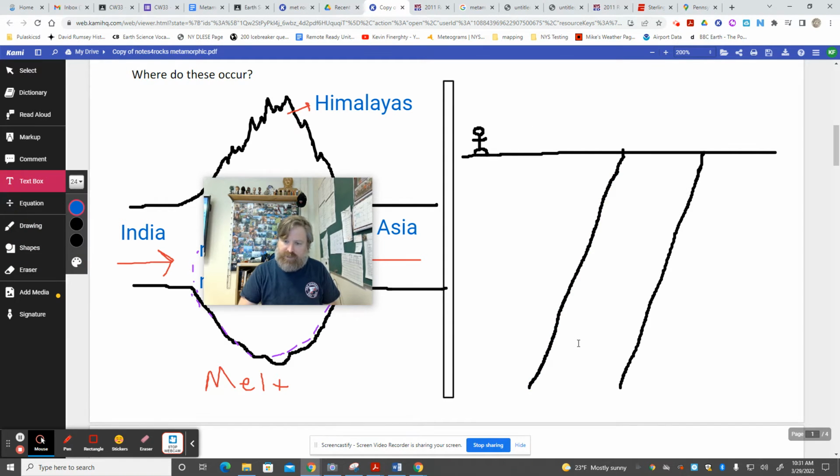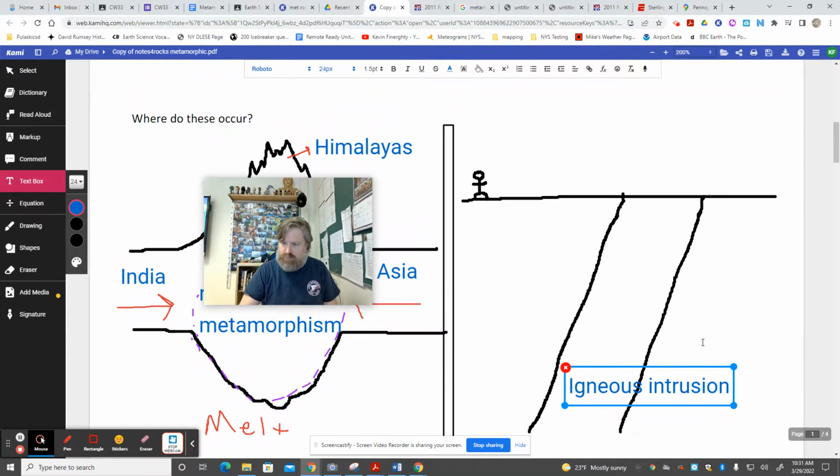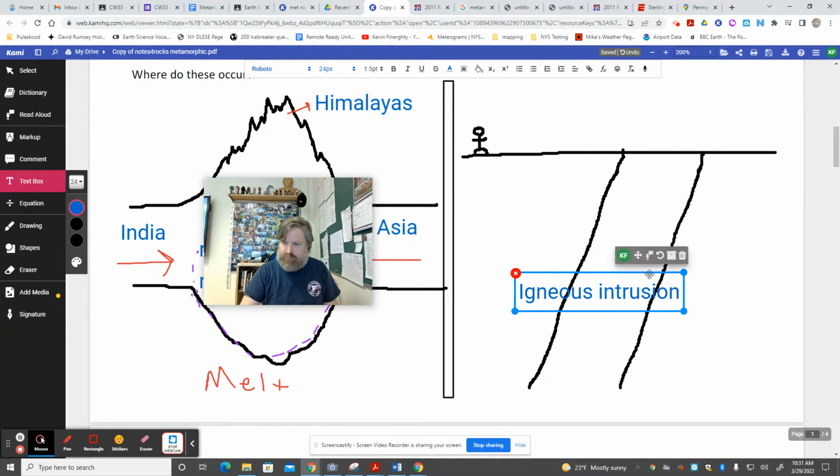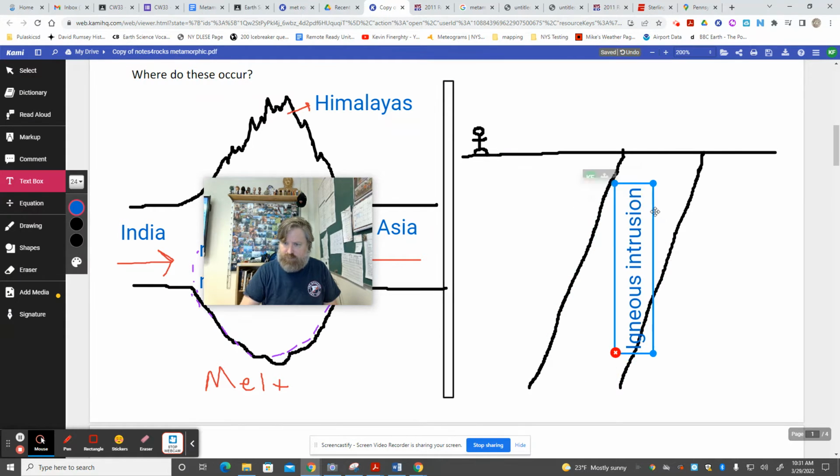So I don't know if I can tilt text boxes. Let's see. I tilt text boxes in Canva. If you can't figure this out, don't worry about it.